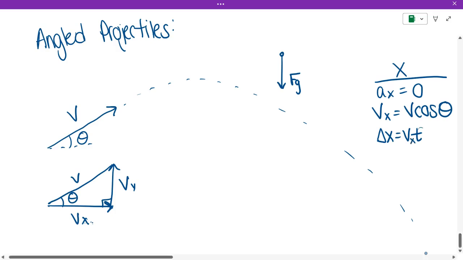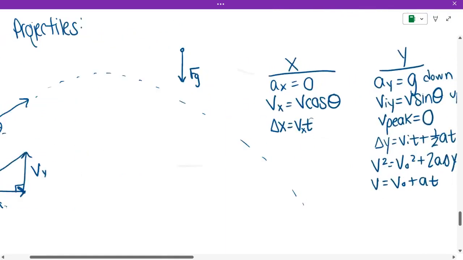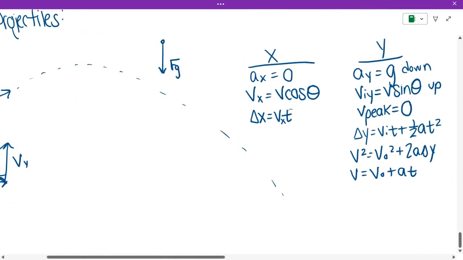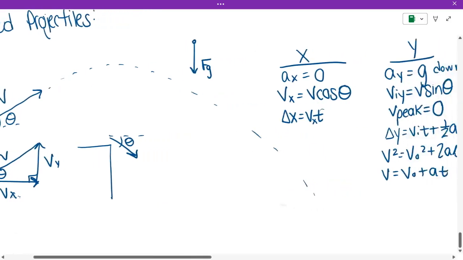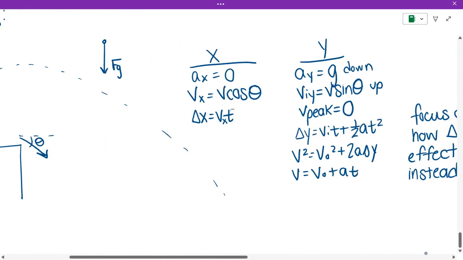Now remember that time changes if anything in the y direction changes. So that could be height, that could be y velocity, that could be acceleration, things like that. Okay? In the y direction, our initial velocity is no longer going to be 0. Instead, we're going to have some v sine theta, and usually that v sine theta is upwards. But of course, there are sometimes where maybe we're on a cliff and we launch an angled projectile downwards. So sometimes our initial velocity could be downwards, but usually it's upwards. We have an acceleration of g downwards.